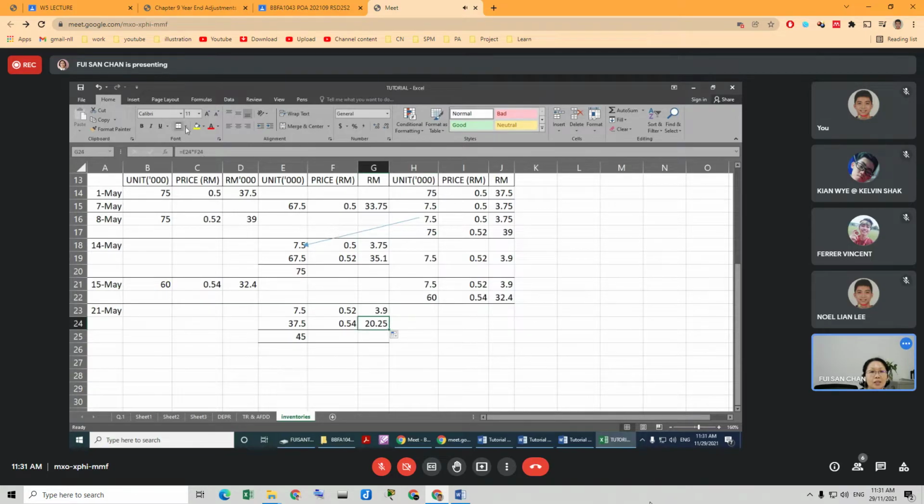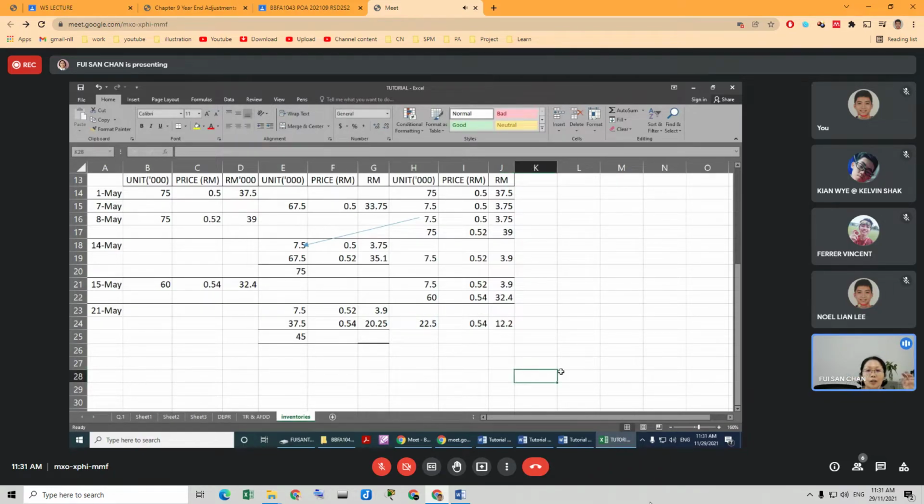All right, then how much is the remaining? Anyone? How many units remain? 37.5. Okay, so how do you calculate that? So meaning 60 minus 37.5, correct? Are you sure? How much remains? 22.5. Yes, 22.5, right? And the price is 54 cents. Isn't it correct?